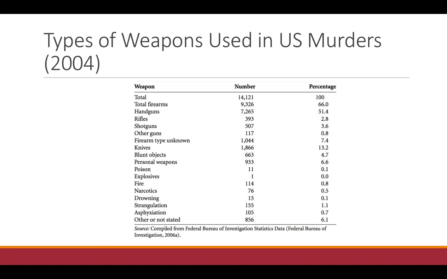And here we've got a breakdown of weapons used in U.S. murders. We've got a breakdown by type of weapon, number, actual raw number, and then the percentage.